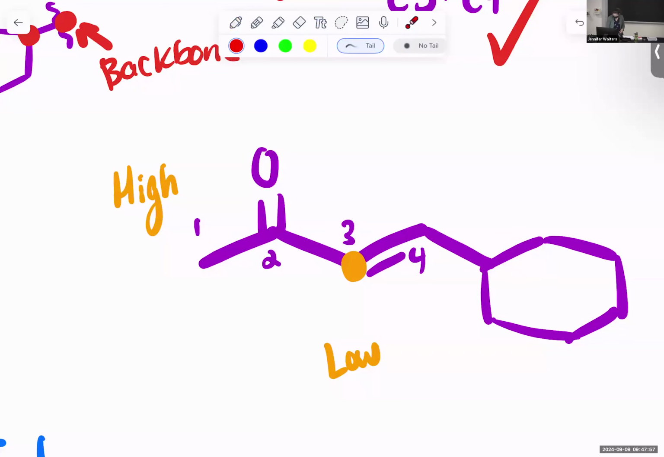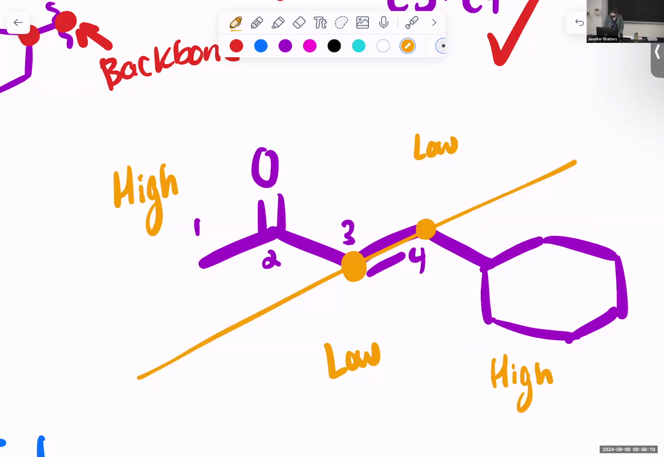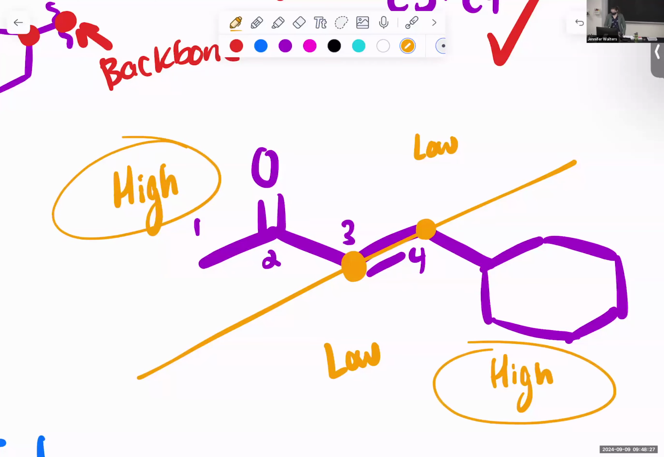So then I go to the right-hand side. And now on the right-hand side, what are the two elements directly connected to that carbon? Carbon and hydrogen. Which one's higher? Carbon. So that means that now this is high priority. The whole chain becomes high priority. That side is low priority. So when I connect the dots, when I draw a line through the carbons of the alkene, I look to see are my high priorities on the same side or opposite sides. For trans, I want opposite sides, so that is the trans alkene. Cool.